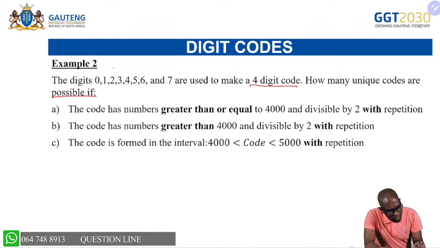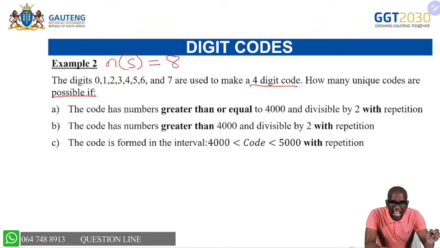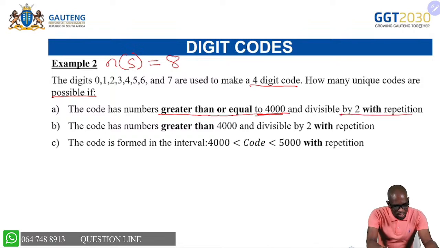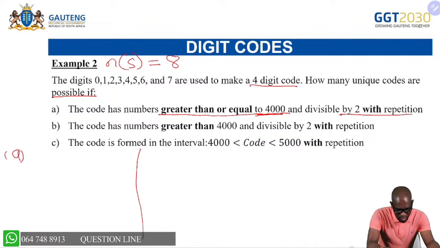Now let's check our sample size. The number of elements in the sample size, or the universal set, in this case should be 8. Why is it 8? It's because we started at 0. Now let's check the first one. The code has numbers greater than or equal to 4,000 and divisible by 2, with repetition. You see, there are certain conditions that we need to understand and deal with when we solve this particular problem. Right, now let's check how best this problem can be solved.